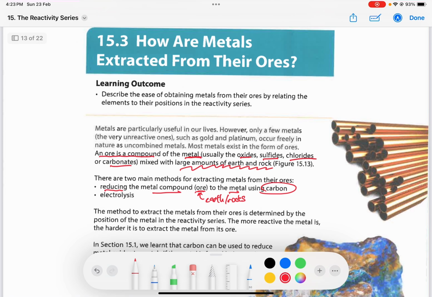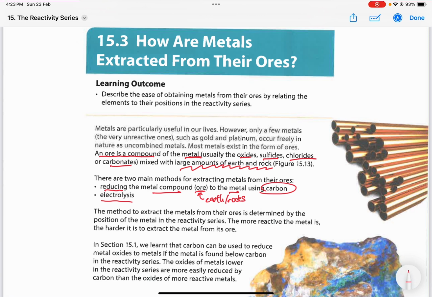The next one we can use is electrolysis. Though we didn't really cover electrolysis so much, just take note, it's using electricity to break down the compound so that it can get the metal. Okay, so you are breaking down the compound to get the metal.